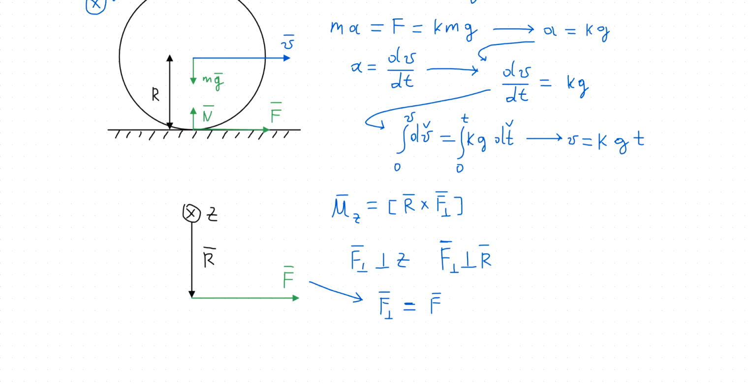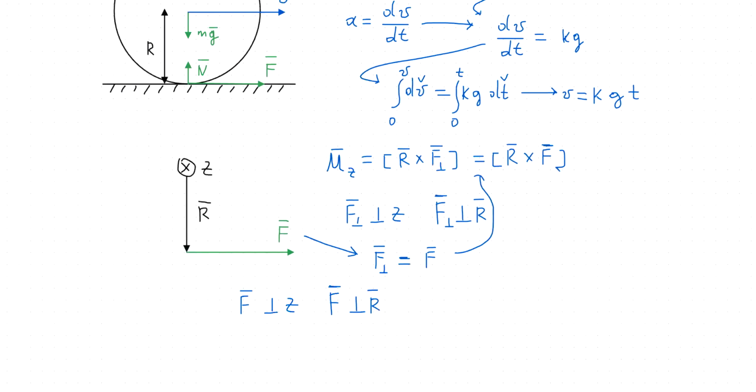According to the picture, force F is perpendicular to axis Z and perpendicular to R. And so we can write that it will be R multiplied by F. Okay, and what will be the direction of MZ?